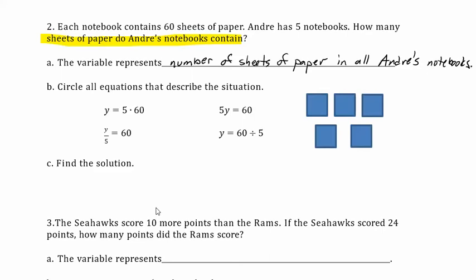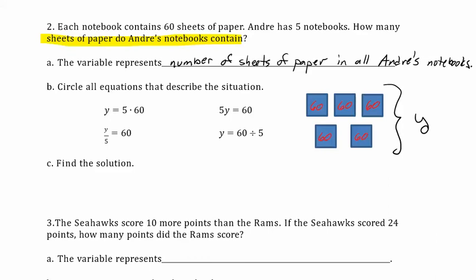So again, I always think it's a good idea to draw some kind of visual if you're having trouble, or even if you're not, just to get your brain working. So I'm drawing a picture of what's happening here. It says each notebook contains 60 sheets of paper, and Andre has 5 notebooks. So here's Andre's 5 notebooks, and I know each of these notebooks contain 60 sheets of paper for each notebook. And so Y is the total number of sheets of paper in Andre's notebooks. So Y is going to be the total amount of paper in all these notebooks.